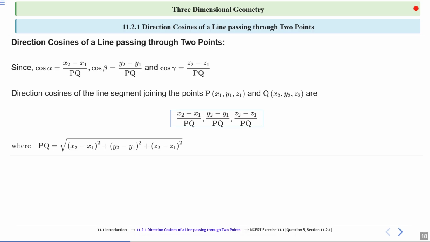Where PQ is the distance between the 2 points, calculated as the square root of (x2 minus x1) whole square plus (y2 minus y1) whole square plus (z2 minus z1) whole square.